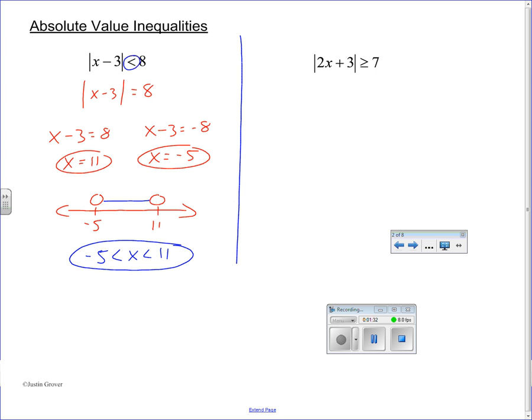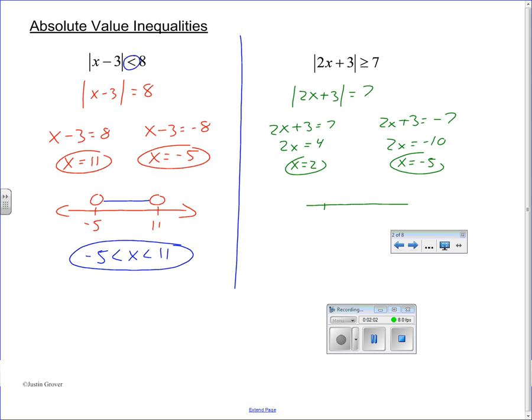The other one, again, if we pretend it's an equal sign to start, 2x plus 3 equals 7, create two equations. 2x plus 3 equals 7, and 2x plus 3 equals negative 7. Solve them. Minus 3 will get 4, divide, x equals 2. Minus 3 get negative 10, divide you get negative 5.